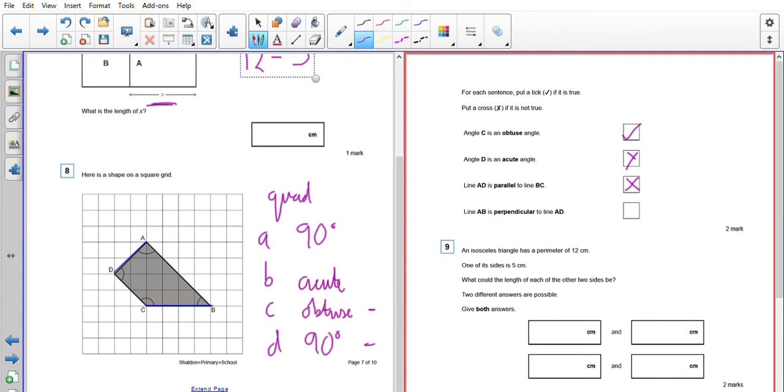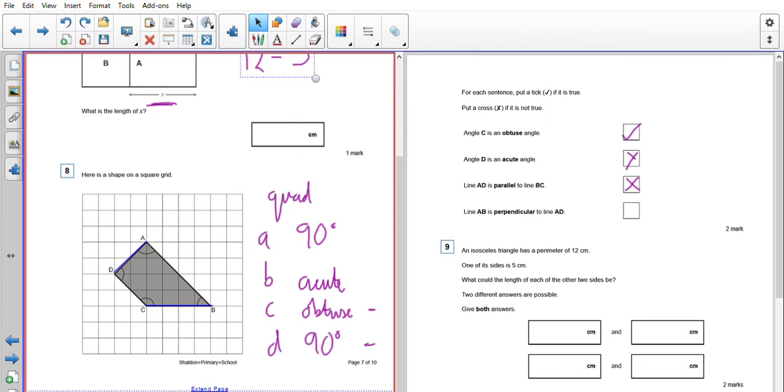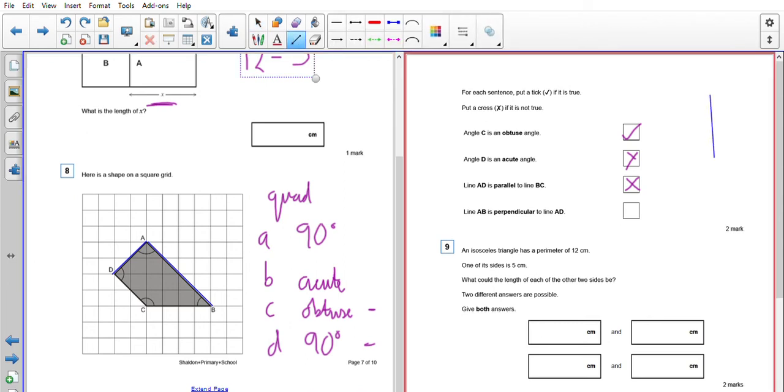And then AB is perpendicular to AD. If I grab this line here and I pop it up here, this is line AB, this is line AD here. Now, perpendicular we talked about earlier. Perpendicular means that the lines meet or cross at 90 degrees. Let me just move that down. There we go. So they meet or they cross at 90 degrees.